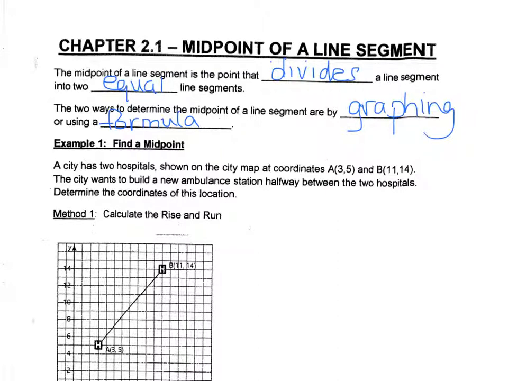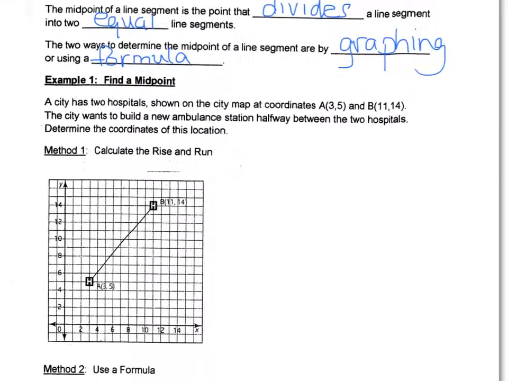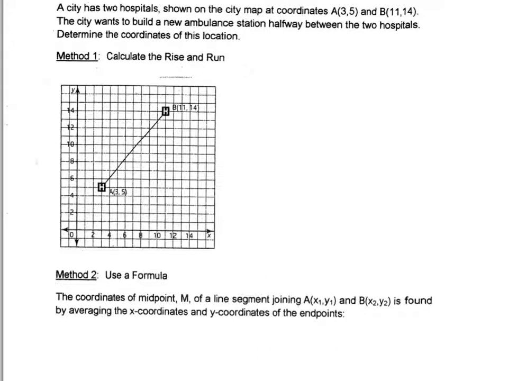So with method 1, they talk about a city having 2 hospitals at coordinates A and B, and they want to build a new ambulance station halfway in between. So they want to find the midpoint of those 2 hospitals to figure out where that ambulance station is going to be. It's often easy to calculate a midpoint when it lies exactly on the corners of the grid boxes, but in this case you can see that the middle of this line segment is nowhere near the corners of the grid boxes. So you would have a fractional midpoint or a decimal answer, which is sometimes difficult to calculate by using a graph.